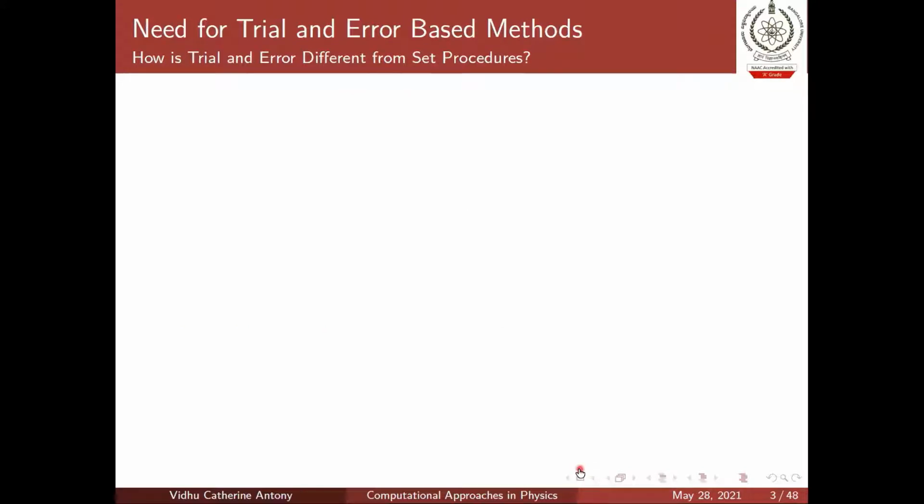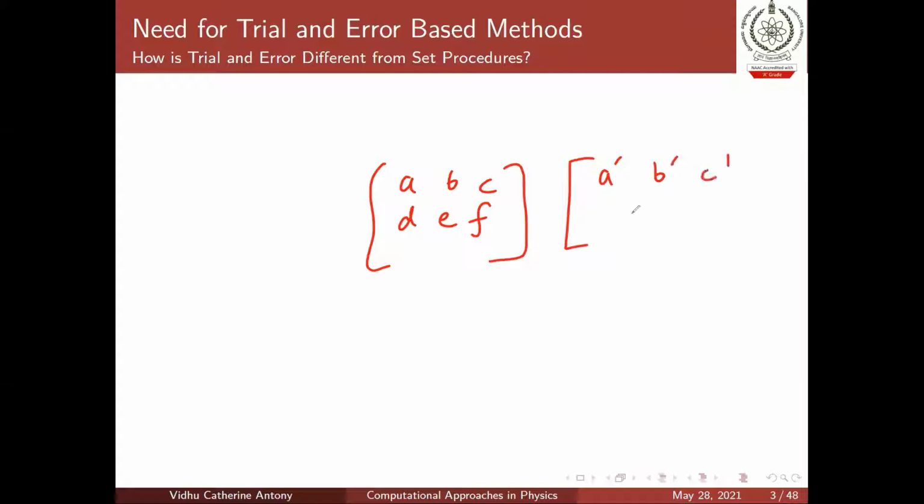Okay, so why do we need these trial and error based methods? These are not a set procedure method. Let's take an example of a matrix where you need to multiply two matrices. Say you need to multiply two matrices, A, B, C, D, E, F, and say you have A prime, B prime, C prime, D prime, E prime, F prime. If you want to multiply two matrices, you have a set procedure. What do you need to do? You take the first row and you multiply it with the first column, and then you add all of those respective elements up. So you have a set procedure to do this.